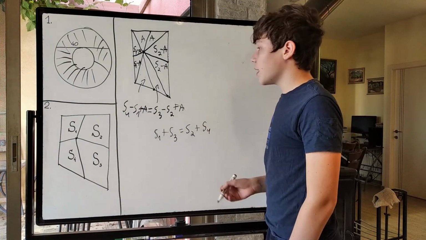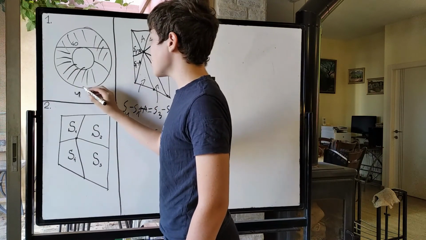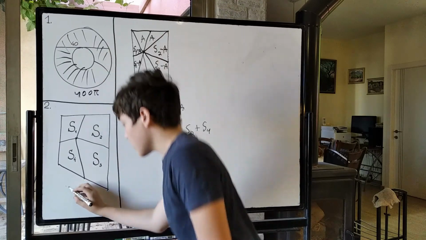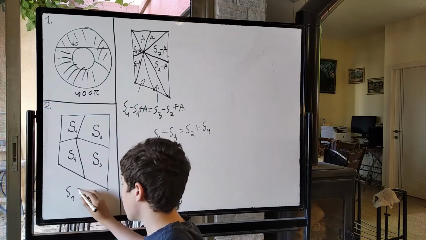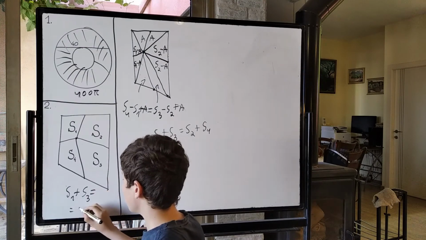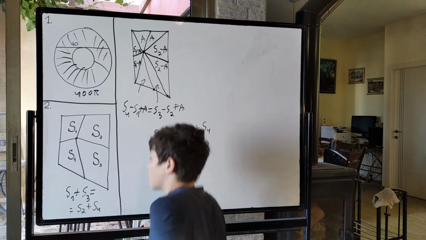And so let's write the solutions to these. So this was 400 pi. This here was S1 plus S3 is equal to S2 plus S4.